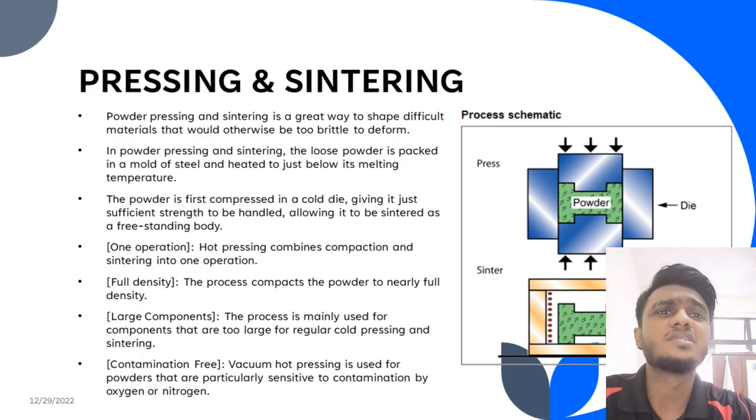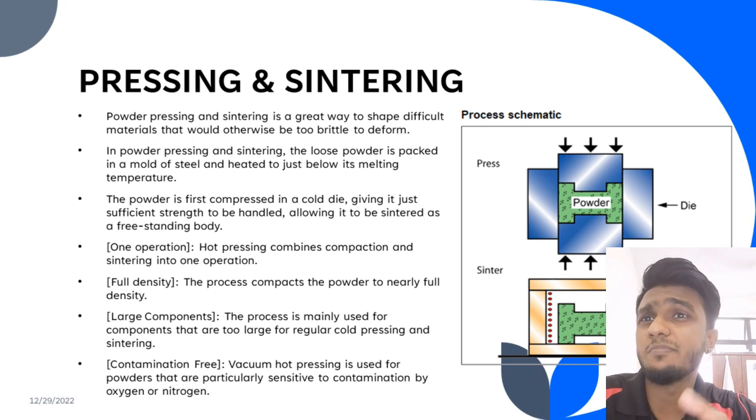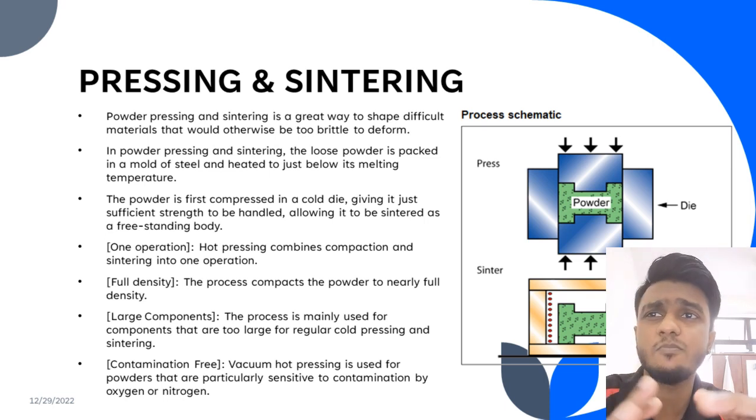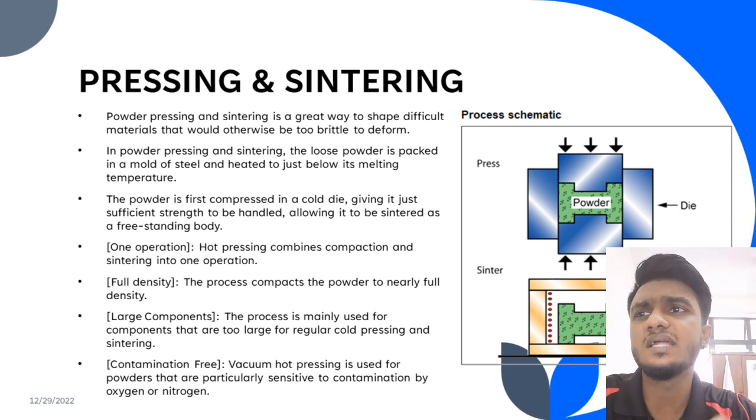Okay, next we're going to see pressing and sintering, which is one of the powder pressing processes. Powder methods have particular value in shaping difficult materials such as ceramics and refractory metals. For instance, they are too brittle to deform and have high melting temperatures, so they cannot be easily cast. In powder pressing and sintering, the loose powder is packed in a shaped mold of steel, graphite or ceramic, in which it is sintered at a temperature typically of 2/3 of the melting temperature of the powder.